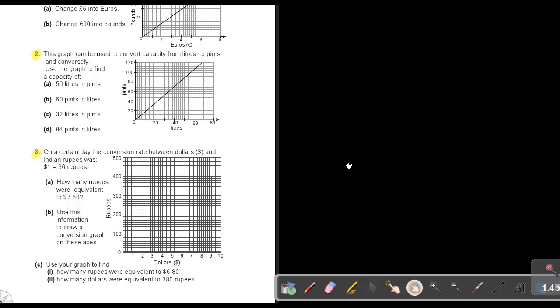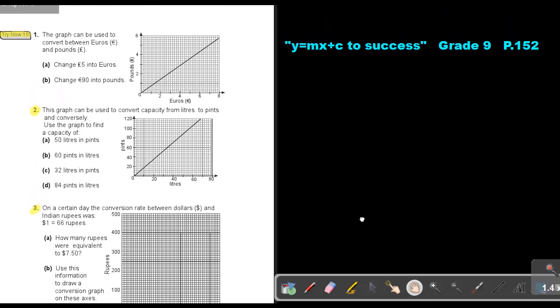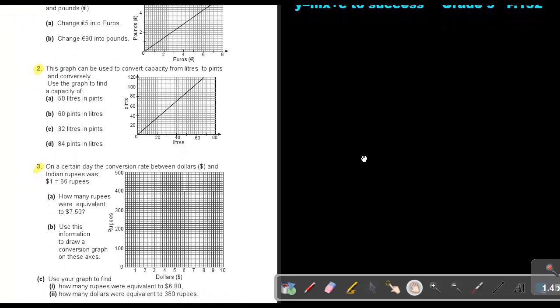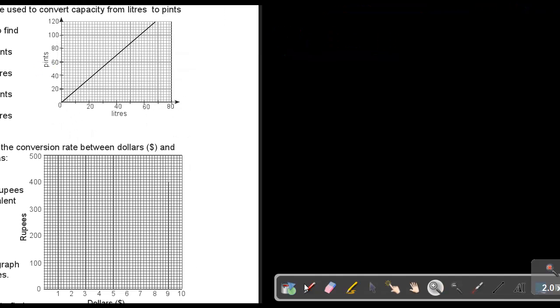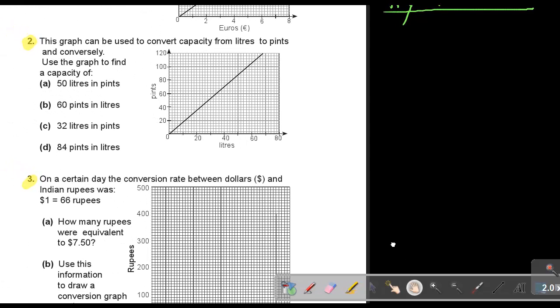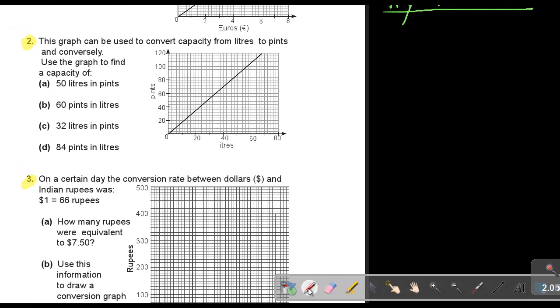Okay, let's start. It's try now 15, and I'm going to look at number 2. This graph can be used to convert capacity from liters to pints and conversely. Use the graph to find a capacity of 50 liters. Okay, I must make it a little bit bigger because it's a bit small.